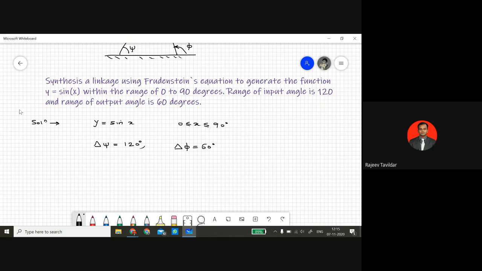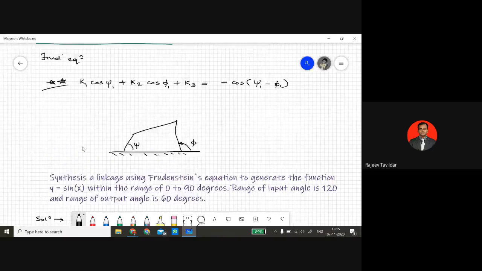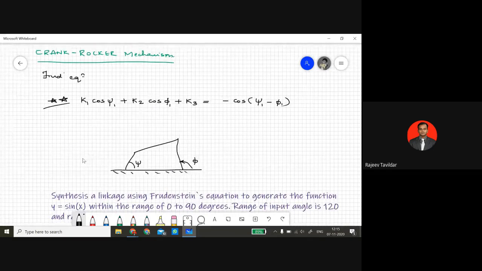Now, if you just look at this Freudenstein's equation, which I have written at the top, if I want to use this equation, I should know what psi 1, psi 2, psi 3 and phi 1, phi 2, phi 3 are. Only then can I use this equation.